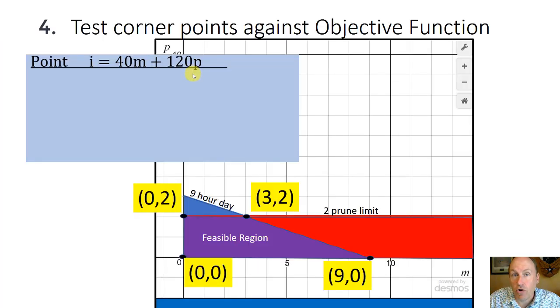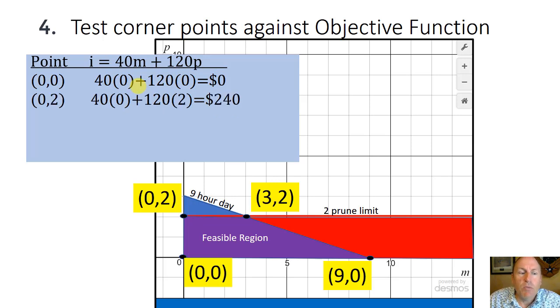So now let's take those 4 corner points and test them against the objective function income equals $40 times mowing plus $120 times prunings. So we take the first point 0, 0, and it yields kind of what we expect. If we go 0 mowings and 0 prunings, we're going to make $0. That's the minimum, not what we're looking for here. We can test the point 0, 2, the second corner point. 40 times 0 plus 120 times 2 is $240.